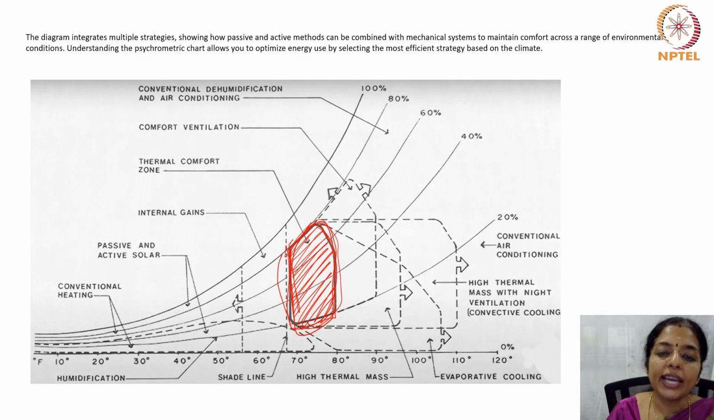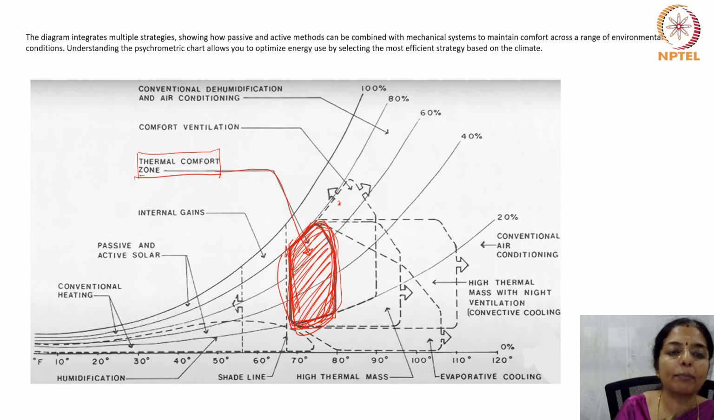So, in order to do that, what all should be done? First, we will see, this is the thermal comfort zone. Without doing anything, if the room condition lies within the climatic parameters as shown within this boundary, the room will be comfortable. But if it is not so, if it is somewhere here, if this is the climate parameter, then what happens? You need comfort ventilation.